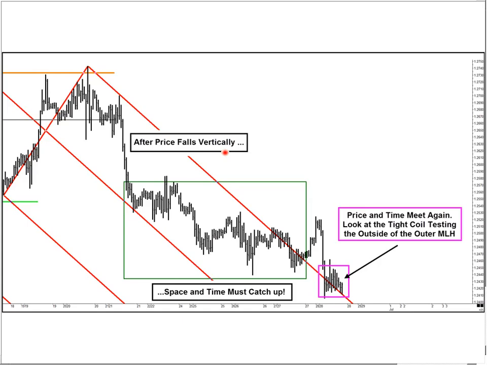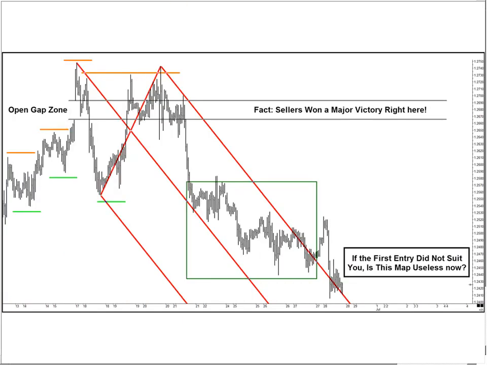All right, let's take a look and see what we get now. Here we know, open gap zone. Here's my buddy, Shane. Fact, just the facts. The sellers won a major victory right here. We know that, right? This was the battleground, and here's the marker where they won their victory. So let's mark it out.